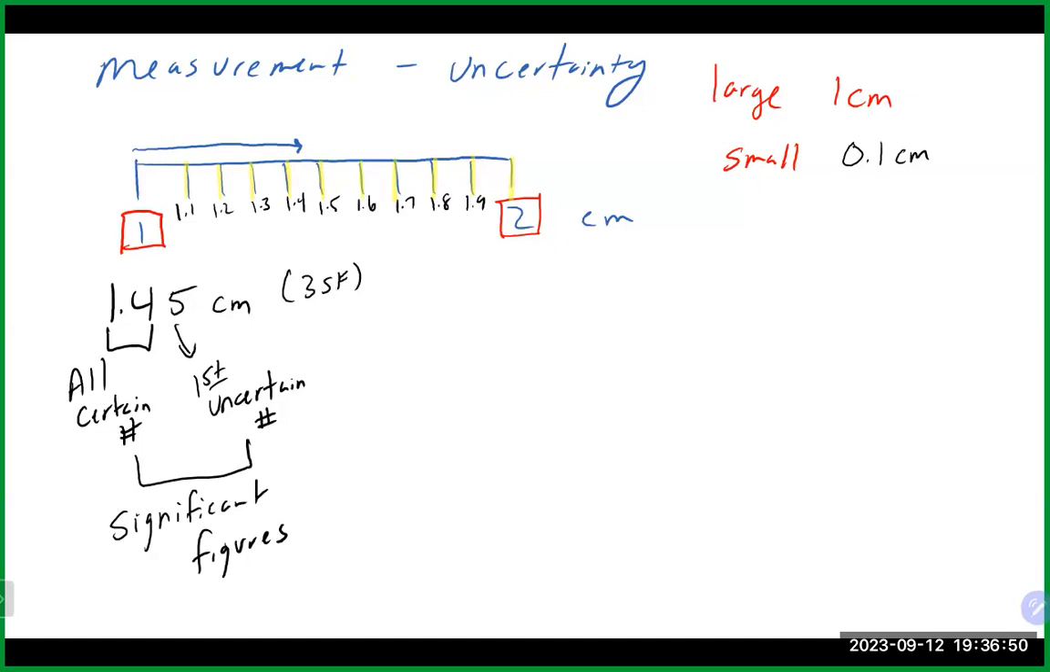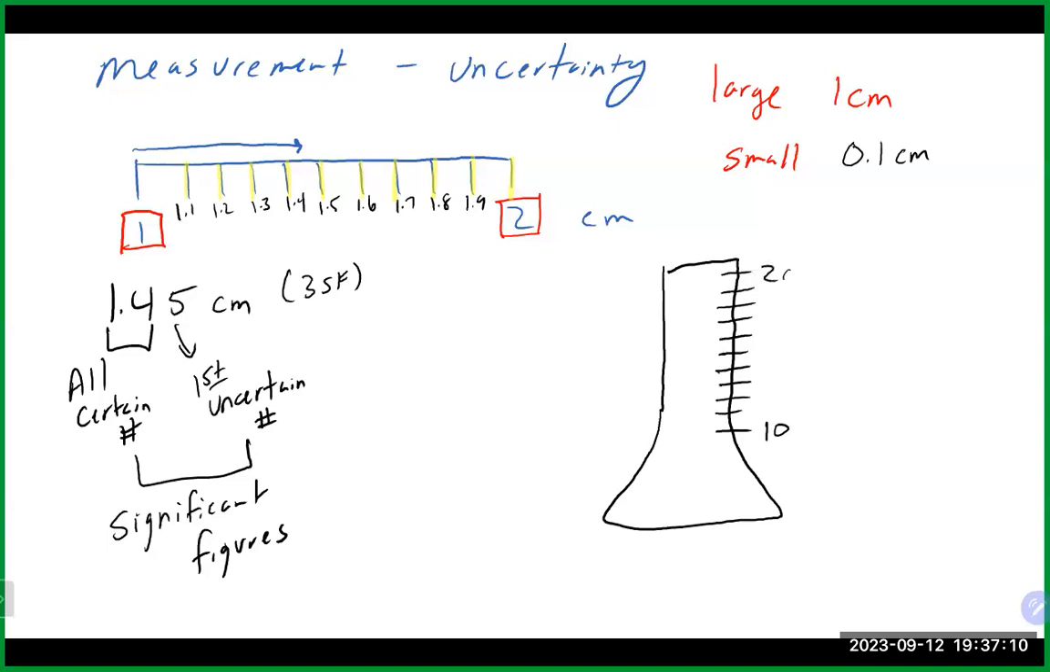So when we look at measurements and glassware, there are different scales. So we want to make sure that we always look at the scale. So let's just say we have a 10 and 20, and these are milliliters. And we've got a little curvature of our liquid put in there. And whenever we take a volume reading, we always read from the bottom of the meniscus, my exaggerated meniscus here.